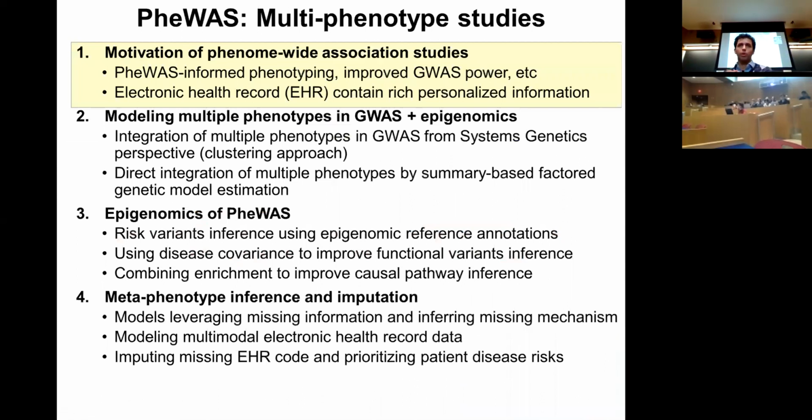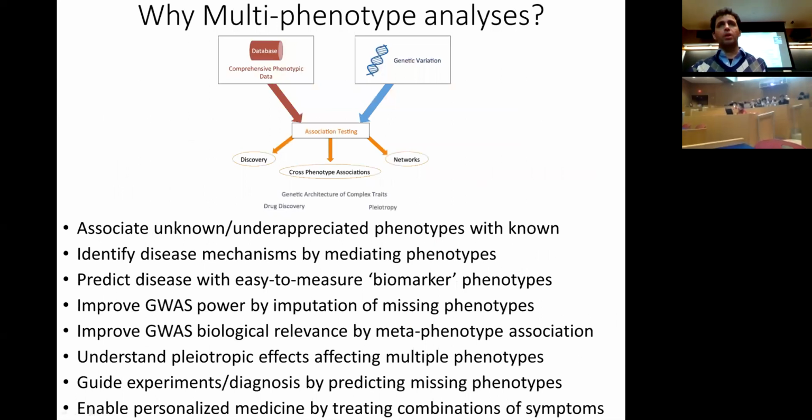So first, we're going to start with why multi-phenotype associations, what is the motivation? And then we're going to look at different ways of dealing with multiple phenotypes. On one hand, dealing with GWAS and epigenomics across many phenotypes, looking at the epigenomics of PheWAS, and then looking at meta-phenotype inference and imputation from the clinical record.